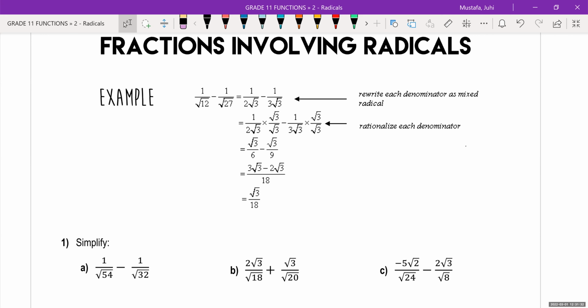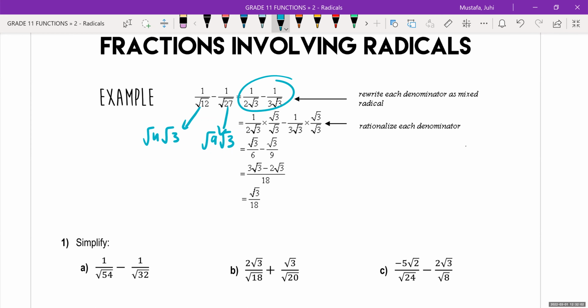And my first instinct, as soon as I see any radical, is to try and simplify it as much as possible. So I know root 12 can be simplified to root 4 times root 3. And I know root 27 can be simplified. So this can be root 4 times root 3, and this can be root 9 times root 3. So in the next step, we simplified it. Root 4 became 2 root 3, and root 9 became 3 root 3. That is basically what you end up with.